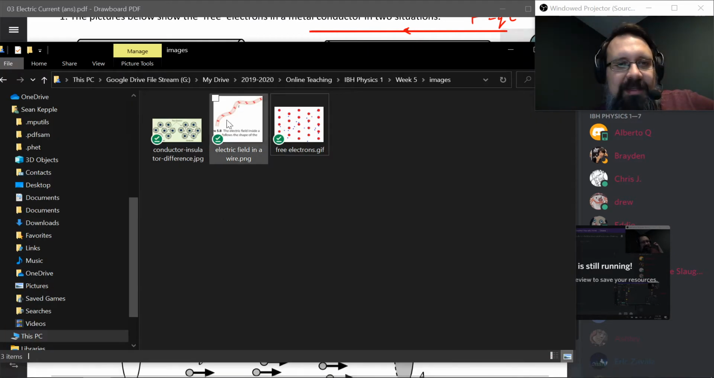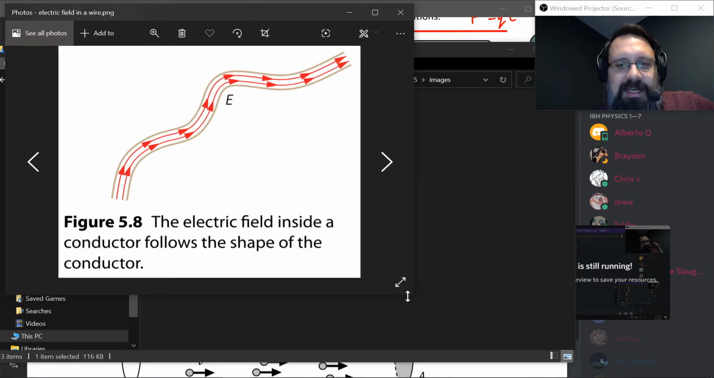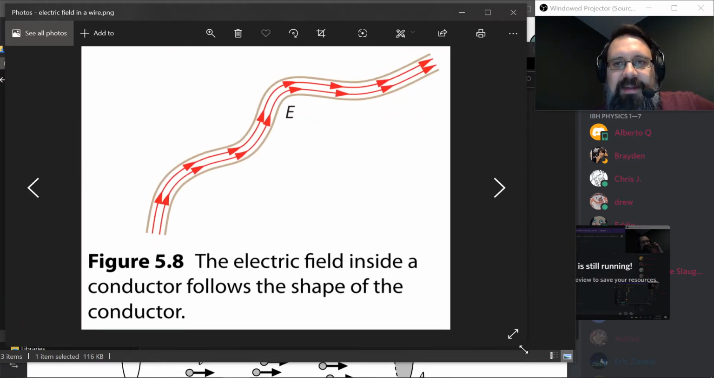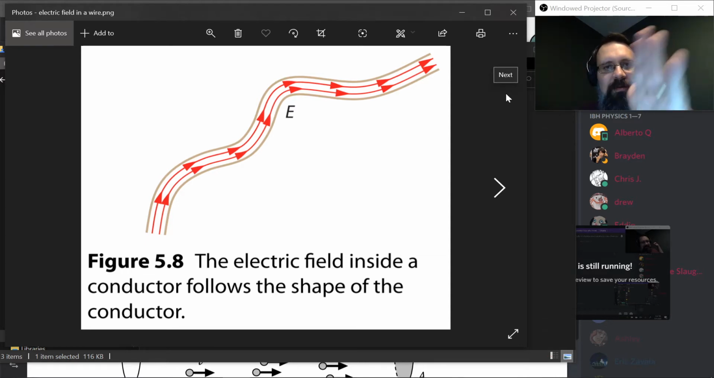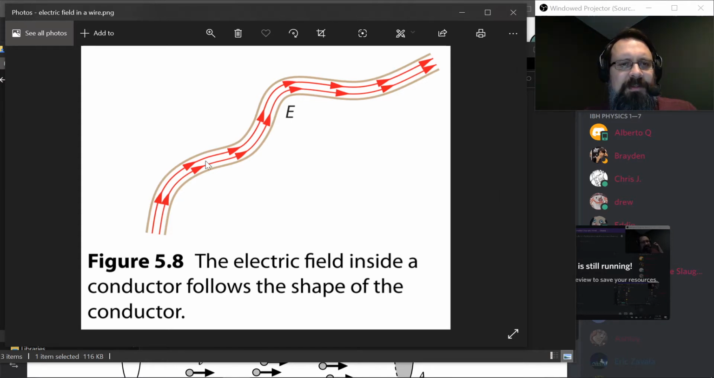So the question is, what does that electric field look like? It turns out when you create an electric field inside a conductor, it follows the shape of the conductor. Here you have a wire made of copper or some conducting material. If you bend or twist or deform the wire, the electric field will bend and twist and deform along with the wire. So no matter where an electron is in this wire, it's going to feel the electric field and get pushed by it, and that electric field will drive the electrons and push them through the wire.